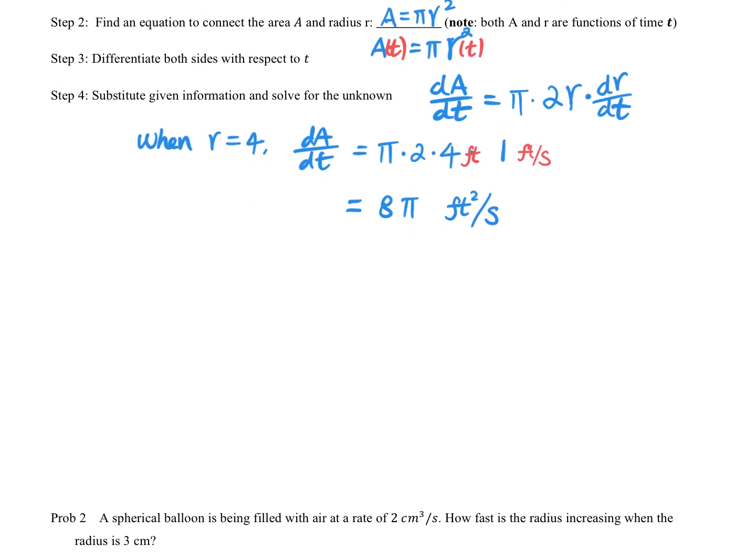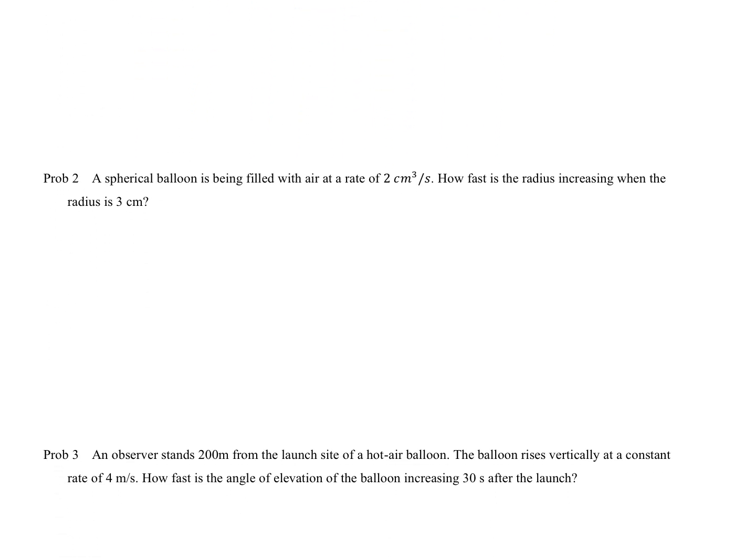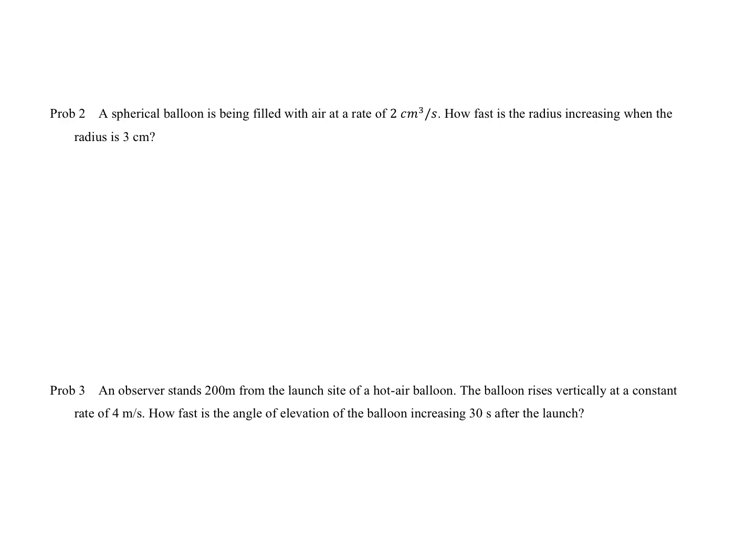All right, let's take a look at the second example. A spherical balloon is being filled with air at the rate of 2 cubic centimeters per second. How fast is the radius increasing when the radius is 3 centimeters? So if you blow air into a balloon, it's increasing. So this is a spherical balloon, assuming a perfect sphere.